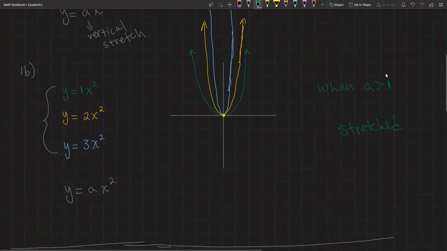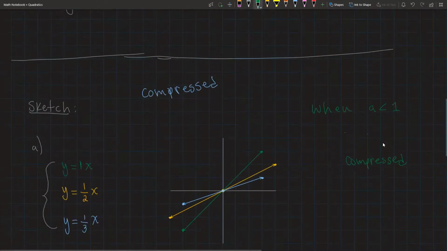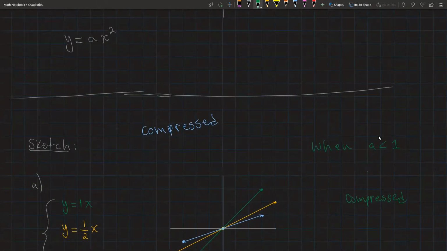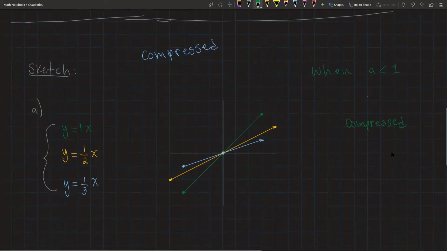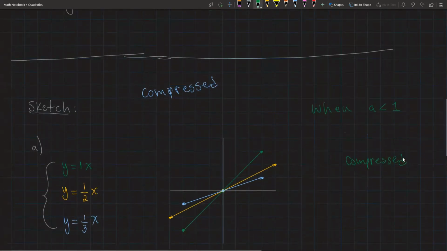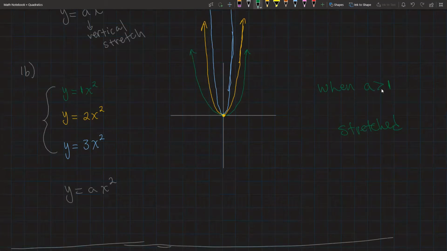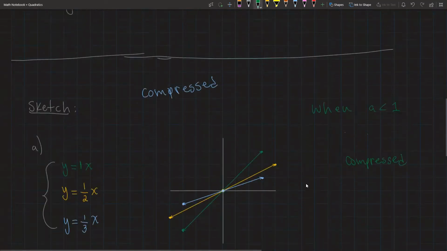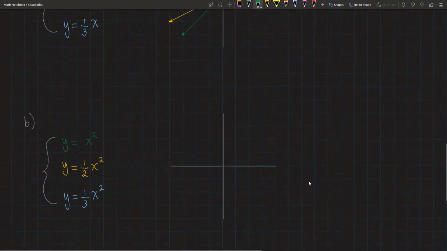So either the graph got stretched or it got compressed. If a equals 1, then it is the parent function. If a is less than 1, we know the function got compressed, or the y values got smaller. And if a is greater than 1, the y values got larger, or the function became stretched. All right, that's a good way to think about those. And let's apply it to these parabolas.